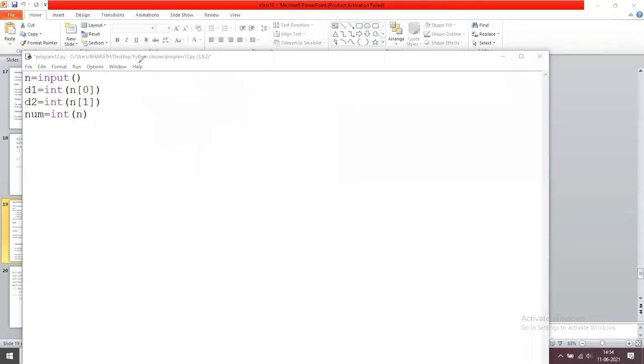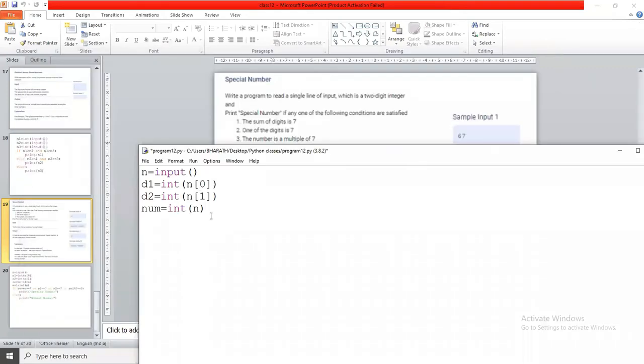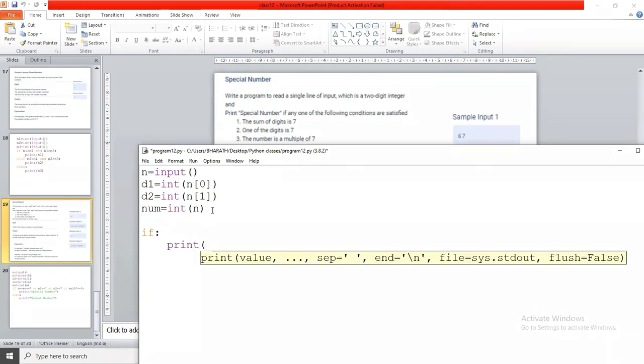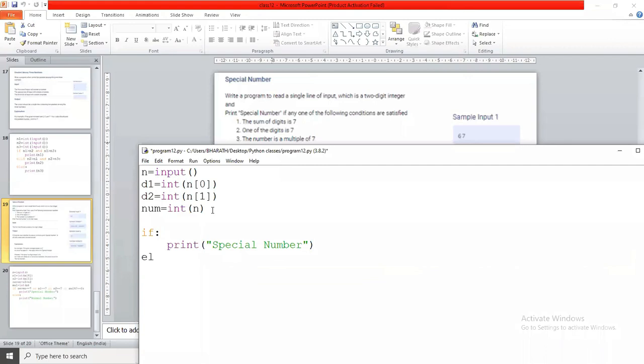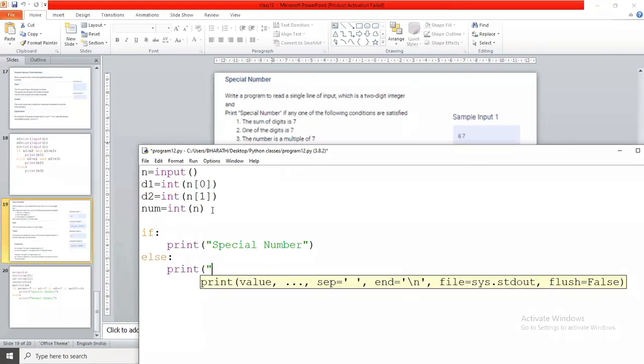Now we are going to write the program logic. What is the problem? You are going to print based on two outcomes: if the conditions hold, you print special number, else you print normal number.